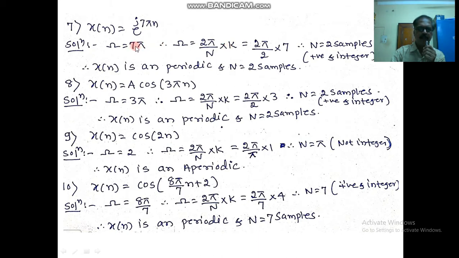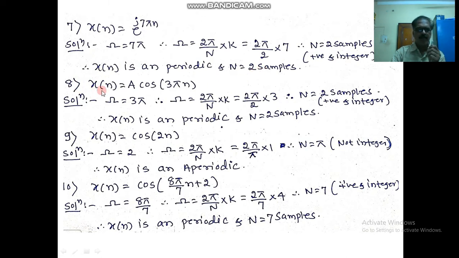Therefore, multiplying and dividing by 2. This is pi into 7, which is 2 pi divided by N into k, where k is any integer value. Therefore, capital N equals 2 samples. It is positive, and this should be an integer value. In the case of a continuous time signal, capital T should be a real value, but in the case of a discrete signal, capital N should be an integer value. Therefore, x of n is periodic because N is an integer value, and its value is 2 samples.